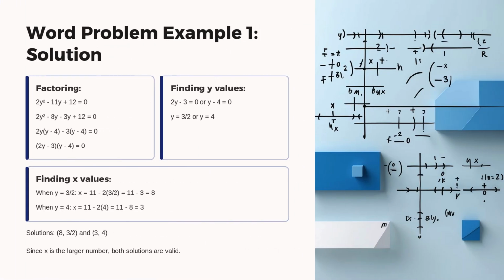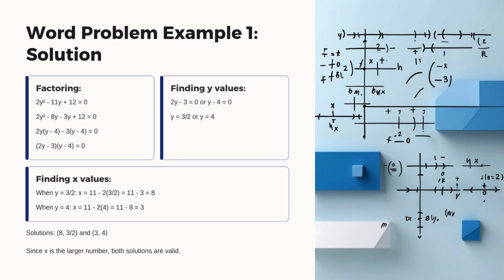Word problem example 1. Solution. Start with the quadratic in standard form. 2y squared minus 11y plus 12 equals 0. This is the quadratic equation obtained from the word problem. Factoring the quadratic, split the middle term negative 11y into negative 8y and negative 3y, so the equation becomes 2y squared minus 8y minus 3y plus 12 equals 0. This is obtained because negative 8y minus 3y equals negative 11y.